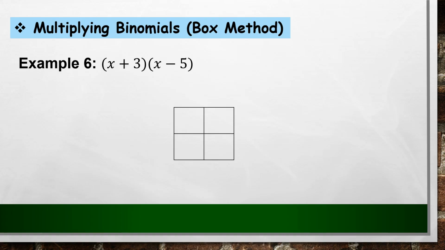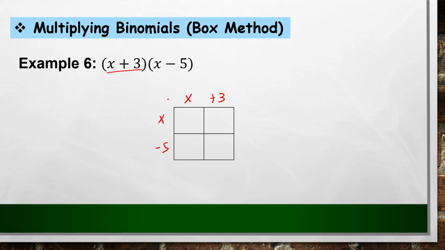Okay, so for this one, the first thing we will do is, of course, draw this 2 by 2 box. So I will write this x plus 3 here first. But again, it doesn't really matter. I can write that here. Okay, so x plus 3 on top, and then after that is x minus 5. So the idea here is to multiply the terms, just like multiplying. If you remember the multiplication table, that's how it works.